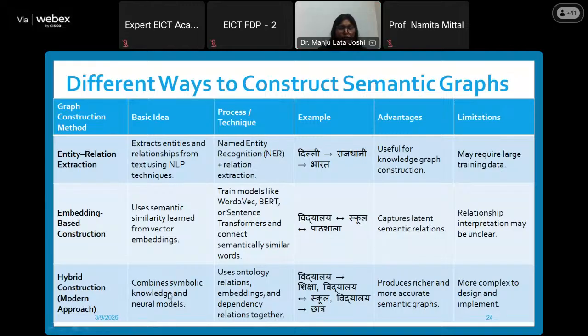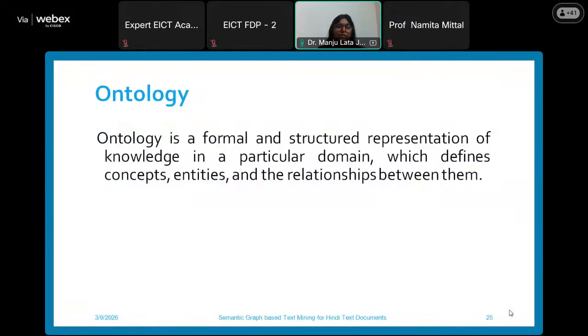Hybrid construction is a modern approach that combines both semantics as well as embeddings. It produces much richer and more accurate semantic graphs, but is more complex to design and implement, because computational complexity becomes higher in the case of hybrid construction, since you are combining two models at a time.